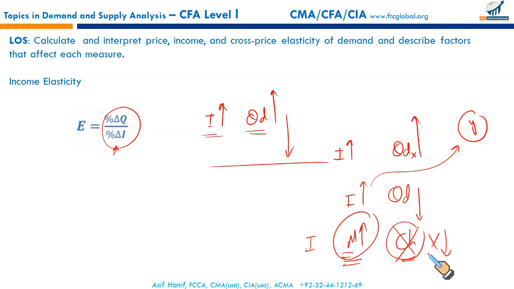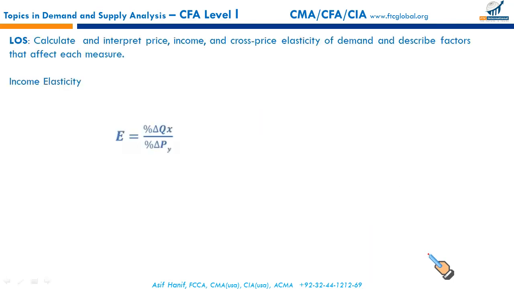Okay, that's the idea of income elasticity. There is another idea, and of course this should have been changed. It is cross price elasticity.